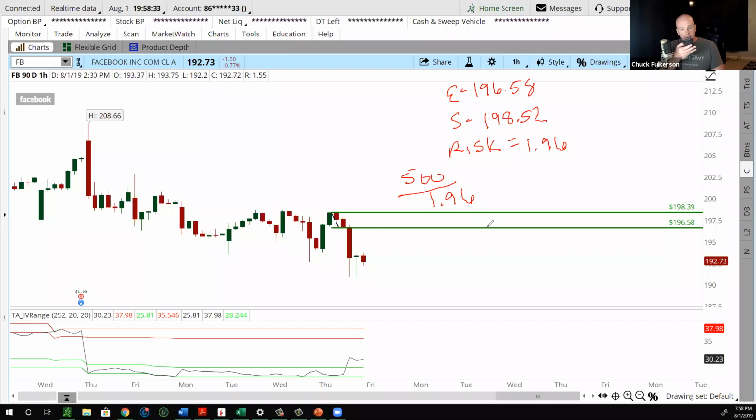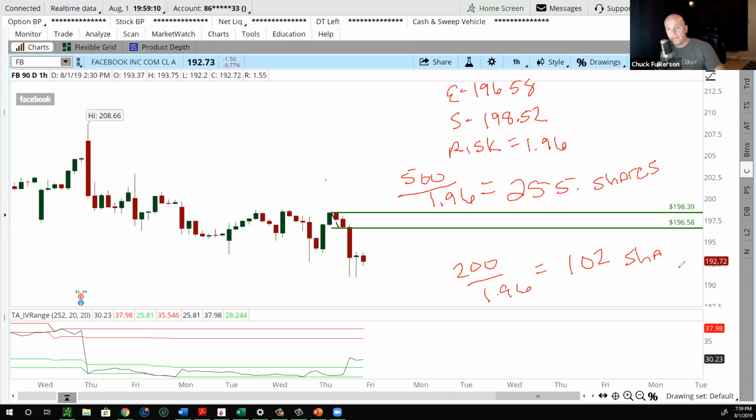What is 500 divided by 1.96? It's about 255.102. Siri is amazing. So if I'm willing to lose $500, I could do 255 shares. Now, if I'm only willing to lose $200, what is 200 divided by 1.96? That would be about 102.0408. So I could do 102 shares, right? That's how you calculate the amount of money that you're willing to lose.